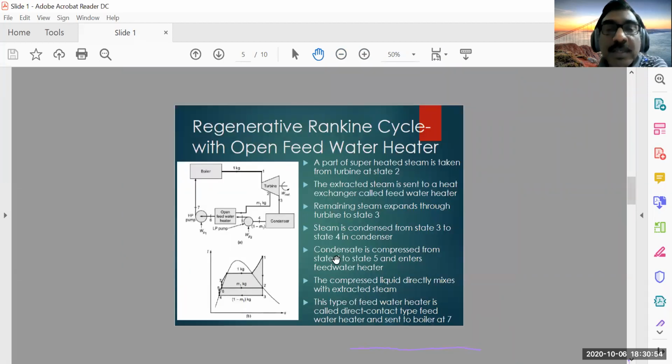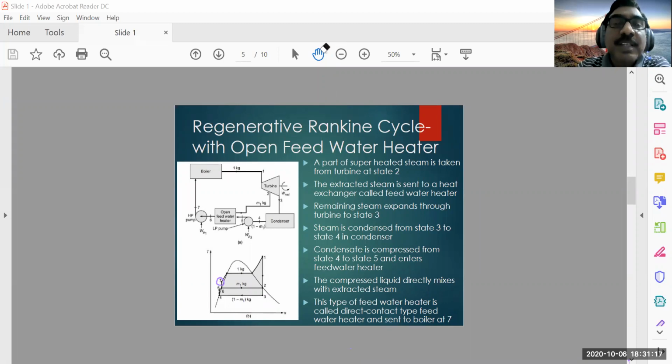So this one is direct contact type. This type of feed water heater is called direct contact type feed water heater. And the liquid from here is sent to the boiler at state 7. So this is the typical operation of the regeneration.